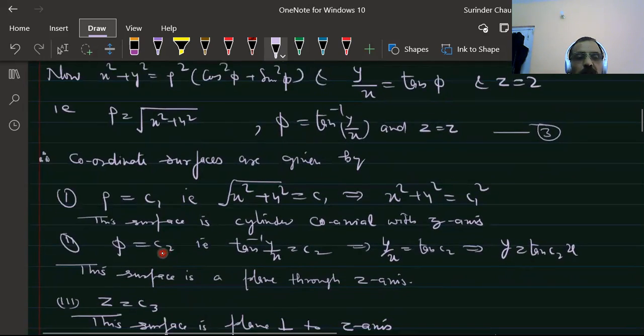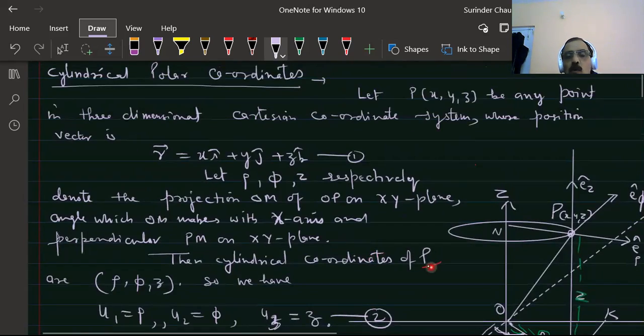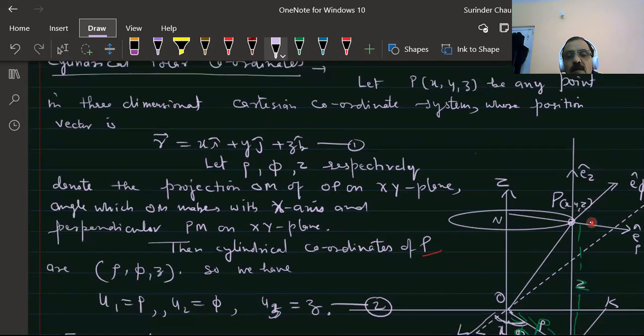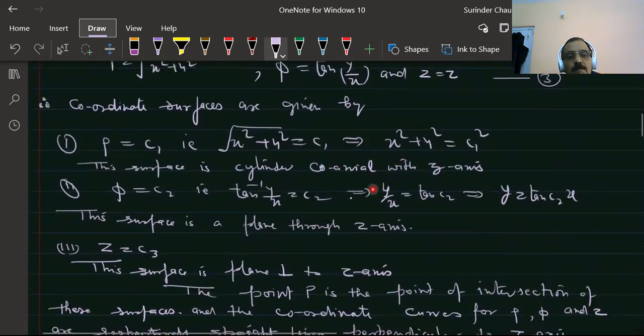Now, the next one: z equal to c3. This surface is a plane perpendicular to the z axis. There is a plane perpendicular to the z axis. Now these are the three surfaces.